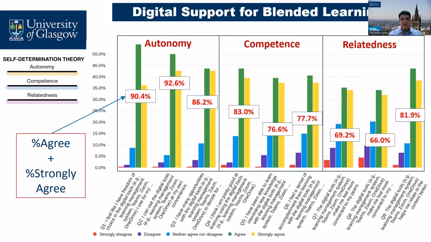In this figure, the percentage levels of agreement on the perceived digital support are presented. The level of student agreement for autonomy is quite high. Relatedness shows lower levels of student engagement. It further shows that digital support is perceived to contribute most effectively to autonomy.